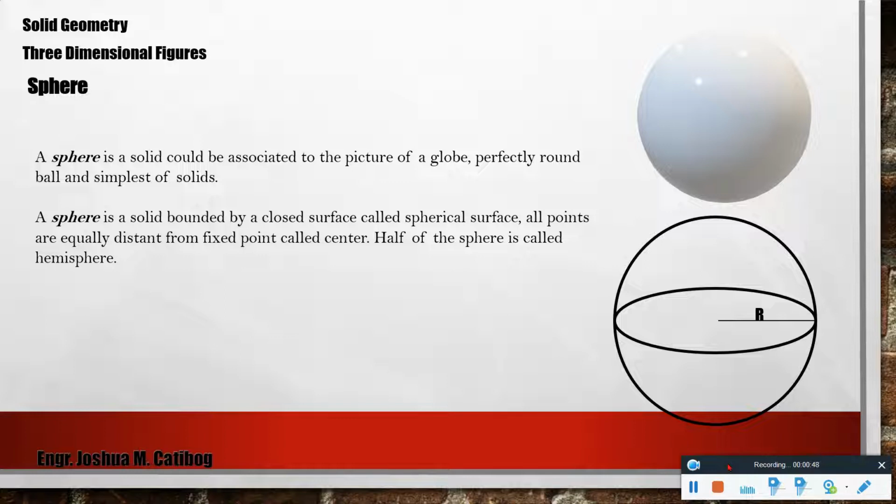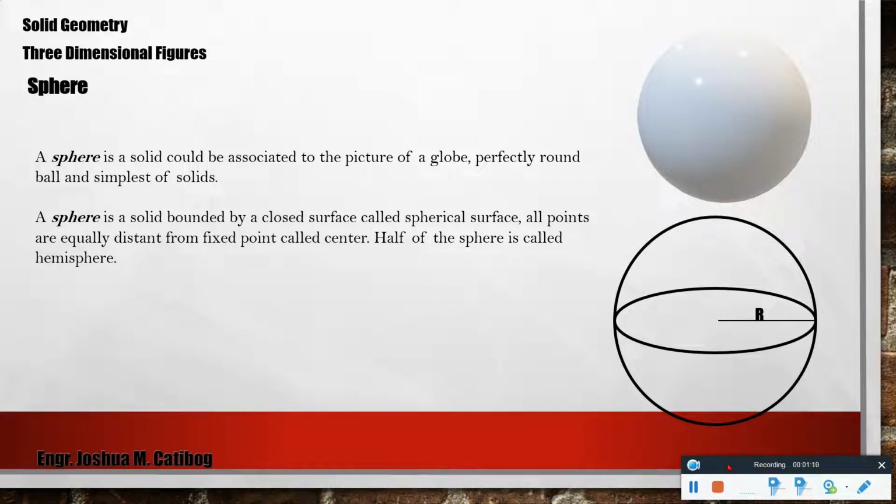Okay, so kung tayo po ay pag-uusapan po natin sina prism, sina cylinder, sina cone, and sina pyramid, yung ating pong tinatawag na mga lateral area, yan po yung sa kanila. Pero dito po kay sphere, iisang klase ng area lang po yung meron tayo. And that is what? The spherical surface. Kasi po yung ating sphere, wala po siyang mga bases.